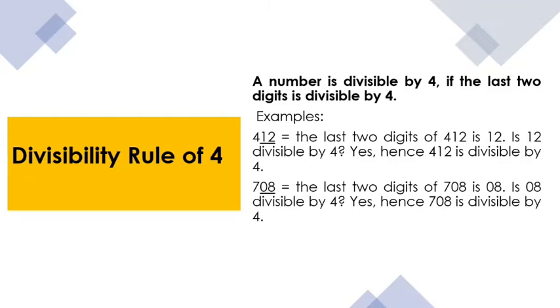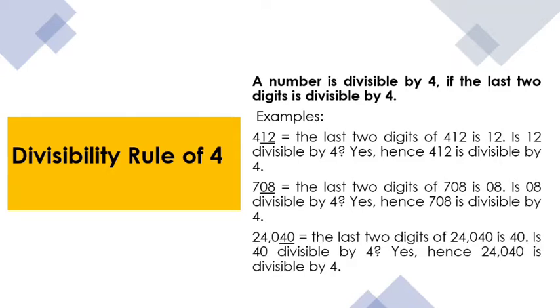708. The last two digits of 708 is 8. Is 8 divisible by 4? Yes. Hence, 708 is divisible by 4. 24,040. The last two digits of 24,040 is 40. Is 40 divisible by 4? Yes. Hence, 24,040 is divisible by 4.